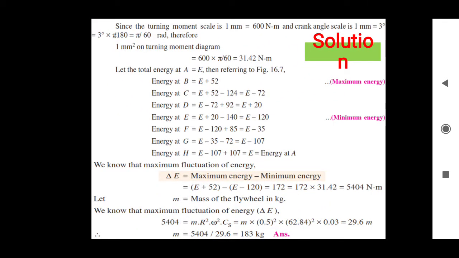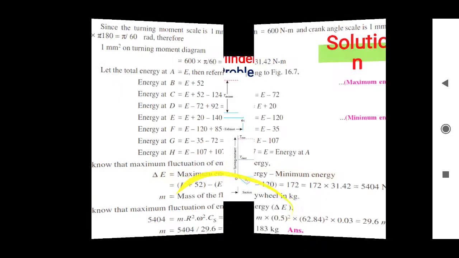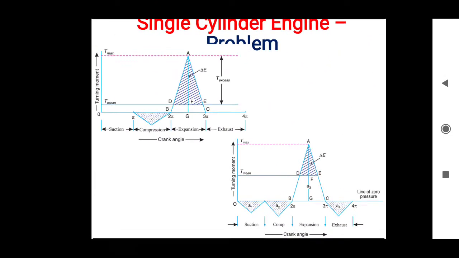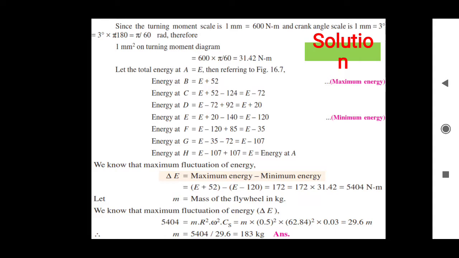At each energy point A, B, C, D, E, F, G, H, the various positions, we try to find the value of maximum energy and minimum energy. From these values, ΔE is the maximum energy minus the minimum energy, the maximum fluctuation of energy we identified. Then m is the mass of the flywheel, which is the unknown. Rearranging this formula, we get the value of m alone.